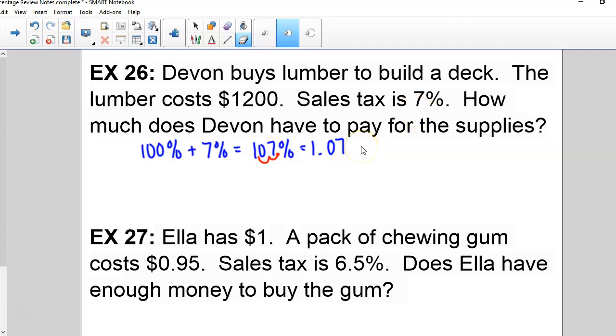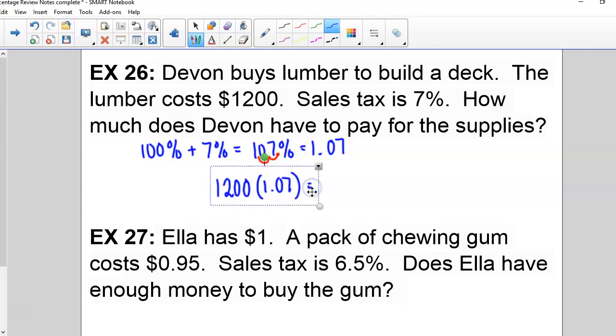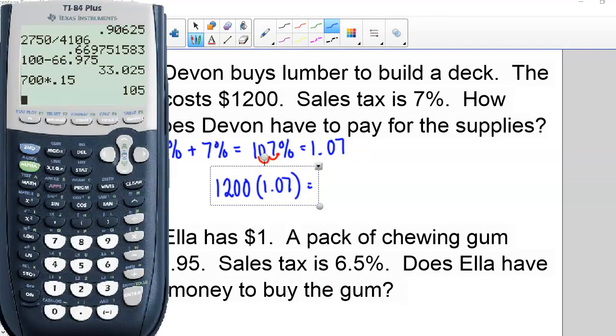So we could do sales tax separately. We could add it back. But if we do it this way, we just have to do 1,200 times 1.07. And whenever you do that, 1,200 times 1.07, 1,284.